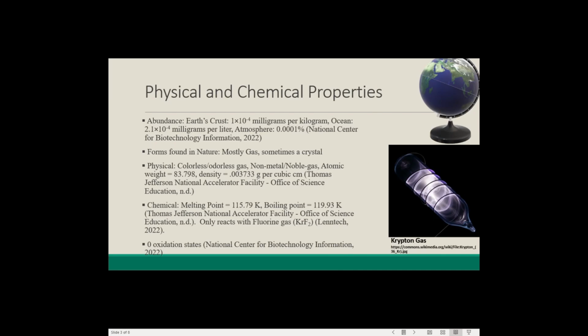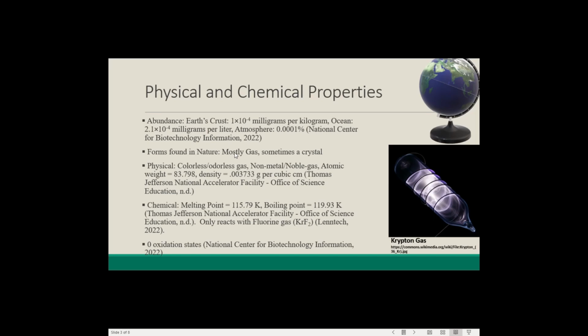Next slide is Krypton's physical and chemical properties. Krypton has an estimated prevalence in the Earth's crust of 1 times 10 to the negative 4th milligrams per kilogram, an estimated oceanic prevalence of 2.1 times 10 to the negative 4th milligrams per liter, and an atmospheric prevalence of 0.0001%. This means that Krypton is pretty scarce as an element.